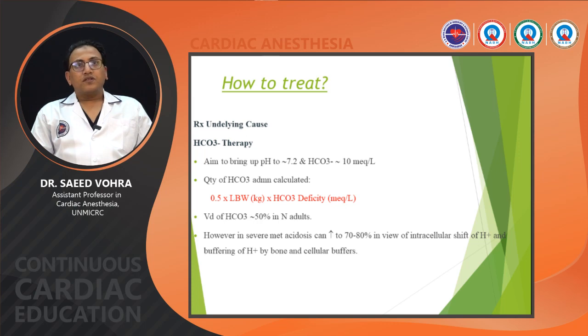How to treat? Treat the underlying cause, then give bicarbonate therapy. The aim is to bring the pH to 7.2 and bicarbonate to 10 milliequivalents per liter. How much bicarbonate is to be given? The soda bicarb dose is 0.5 times body weight times the bicarbonate deficit.